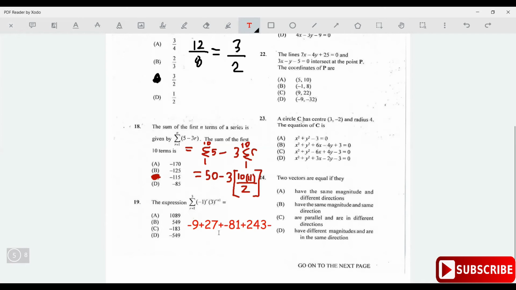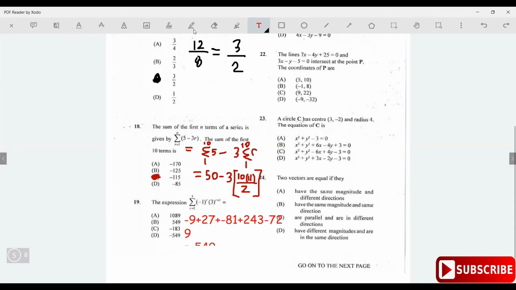Then when r is 5, we get minus 1 raised to the 5th times 3 raised to the 5 plus 1, which is 6, which is minus 729. You add those up, and what you're going to get is minus 9 plus 27 minus 81 plus 243 minus 729, which is minus 549. That's it. Easy question.